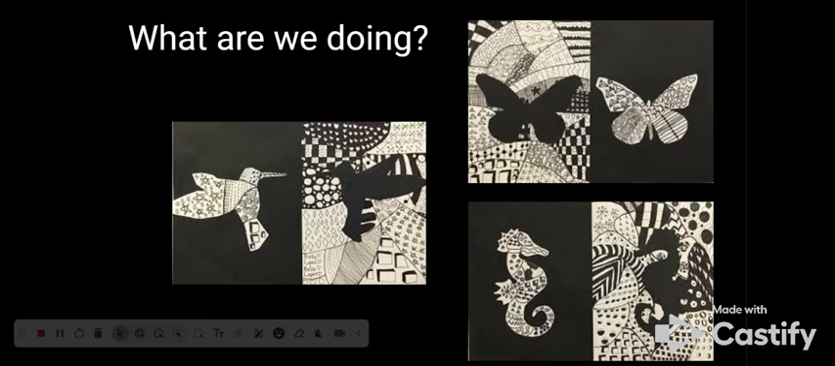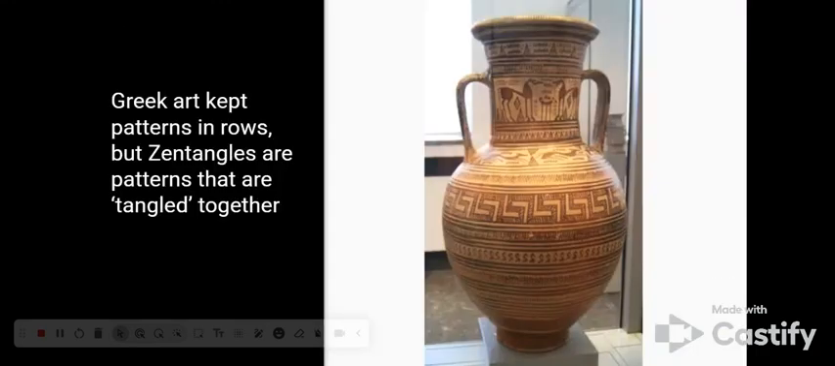Notice how the bird and the seahorse, both of them are facing each other. You can have them facing each other. That would be like bilateral symmetry. The other thing you can do is just have them both facing the same direction. That's up to you how you choose to organize your page.